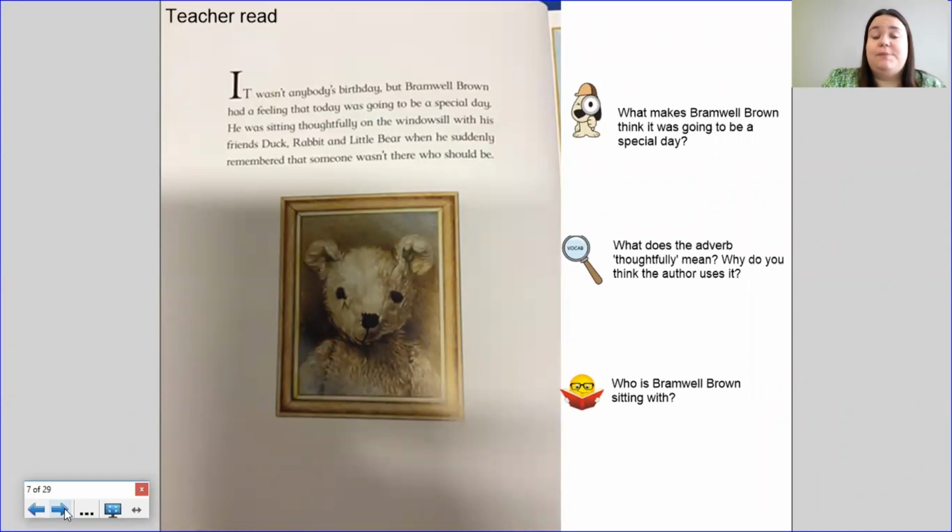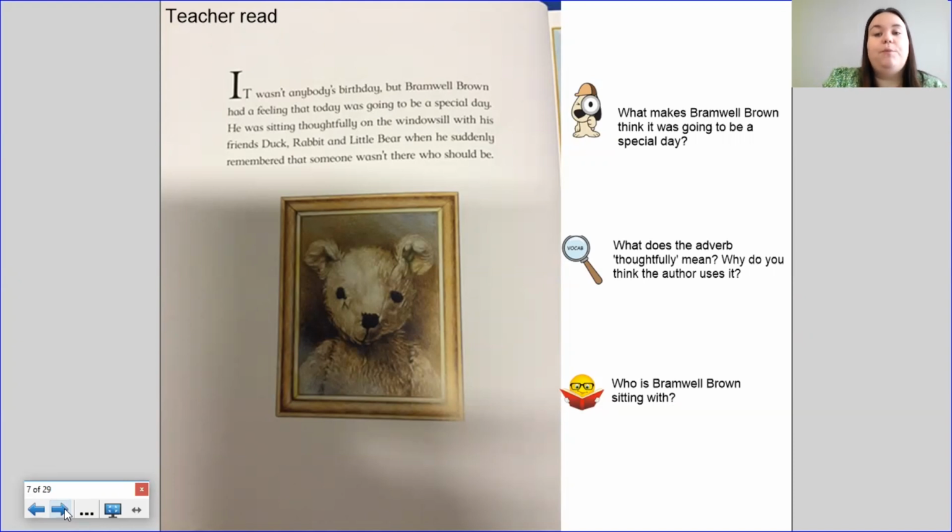It wasn't anybody's birthday, but Bramwell Brown had a feeling that today was going to be a special day. He was sitting thoughtfully on the windowsill with his friends Duck, Rabbit, and Little Bear when he suddenly remembered that someone wasn't there who should be.